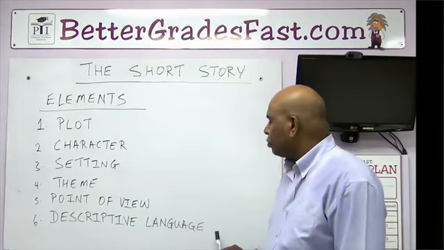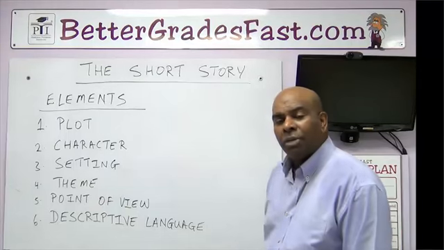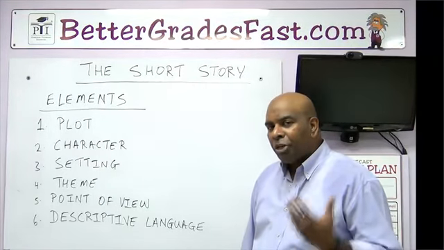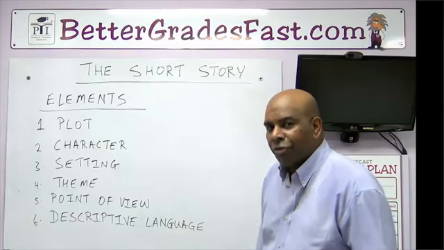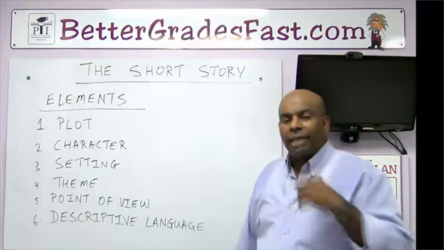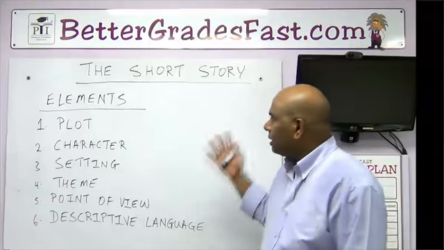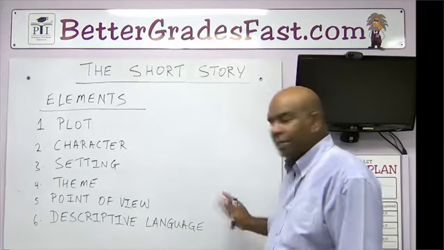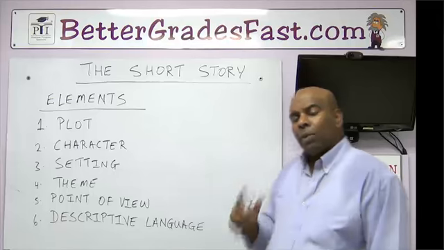A sixth element of story is descriptive language, making sure that the reader experiences what you want them to experience. They can see, hear, smell, touch, and taste what is happening in the story. So these are the 6 elements of the short story, and we'll be looking at them next session.